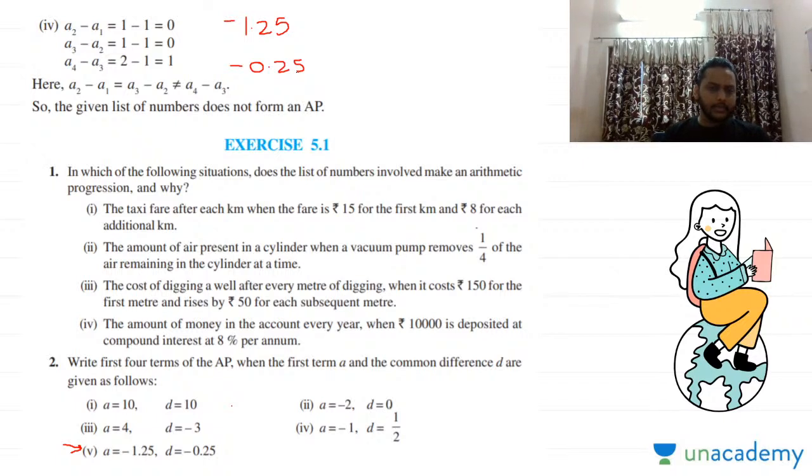Come on, guys, do it quickly. The fifth one, it's a simple one. We just need to find out our next 4 terms. I have the first term and I have the common difference already. Come on, do it quickly, everyone out there.